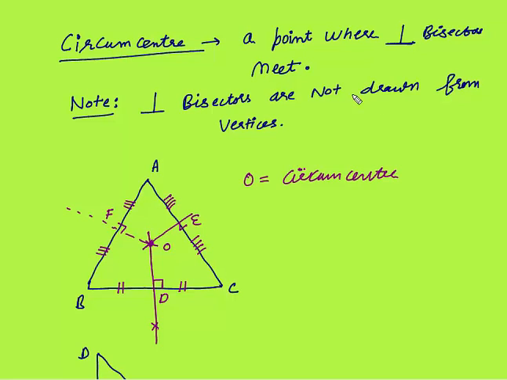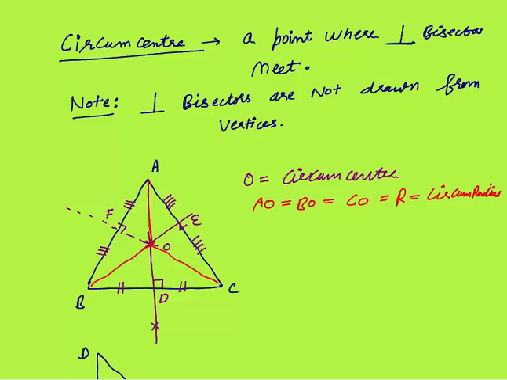Now, if we join this point, let's say AO, and we join BO as well as CO, what will be the property of this? First, I can say that AO will be equal to BO will be equal to CO, and this is called capital R, that is the circumradius.